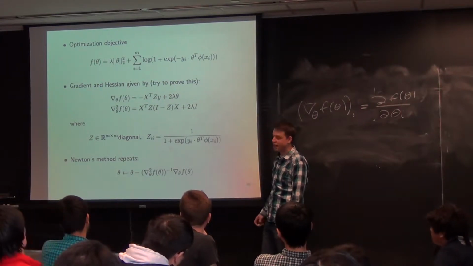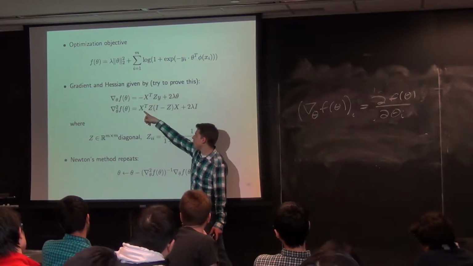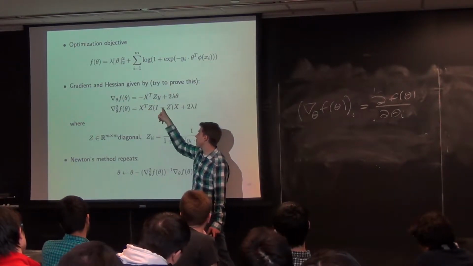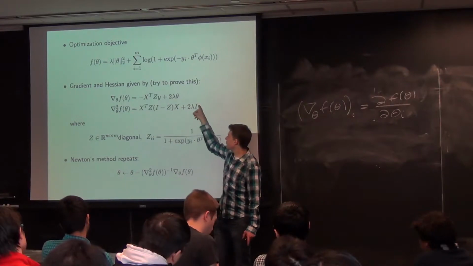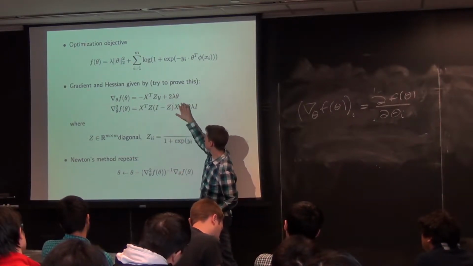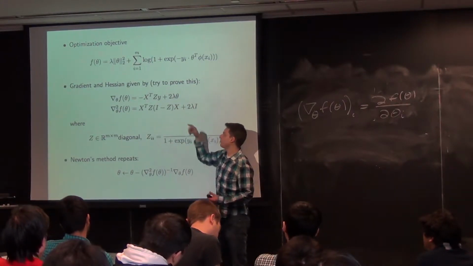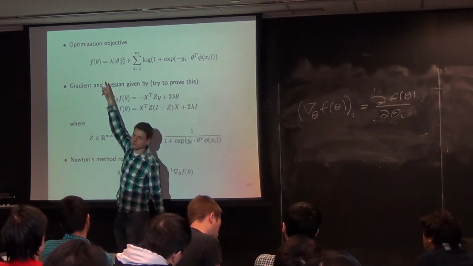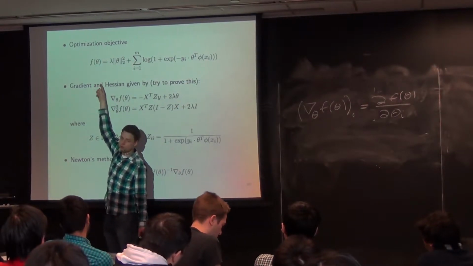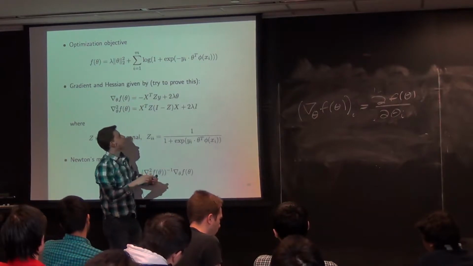Similarly, I'm telling you the Hessian is this form. The same matrix Z, you have x transpose z times I minus z times x plus 2 lambda I. By the way, these two terms here, this 2 lambda theta and 2 lambda I, those are the gradient and Hessian of that regularization term only, of only that 2-norm term. And these ones here are the gradient and Hessian of that log term.